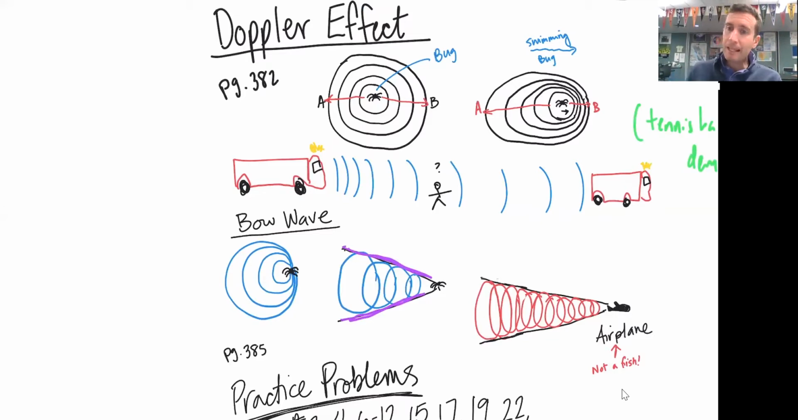So this is an airplane, not a fish. It's flying through the air, and these little red lines are the sound waves stacking up behind it. And so you'd get a sonic boom if you are a person on the ground down here. The airplane goes past me, no noise, no noise, no noise. And then all of a sudden, the sonic boom hits, ba-boom, straight to the head.